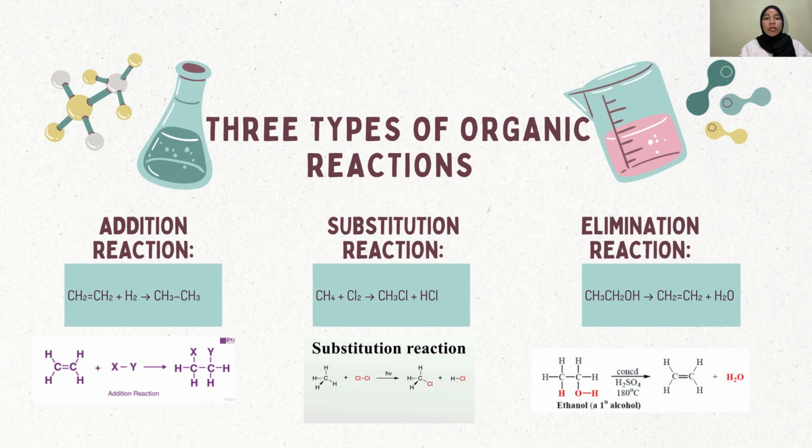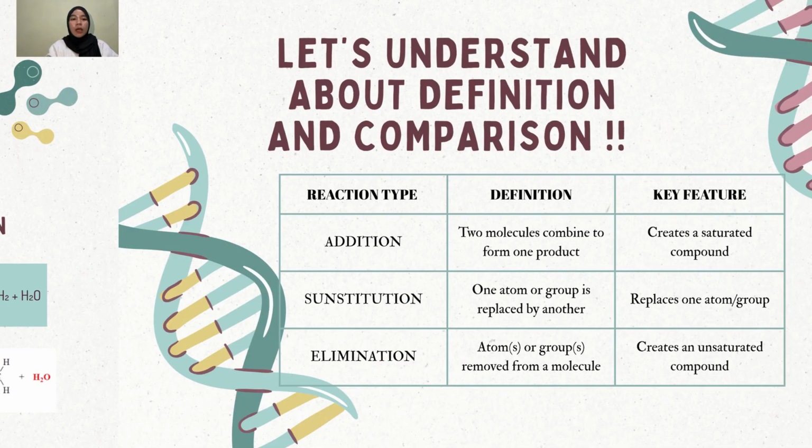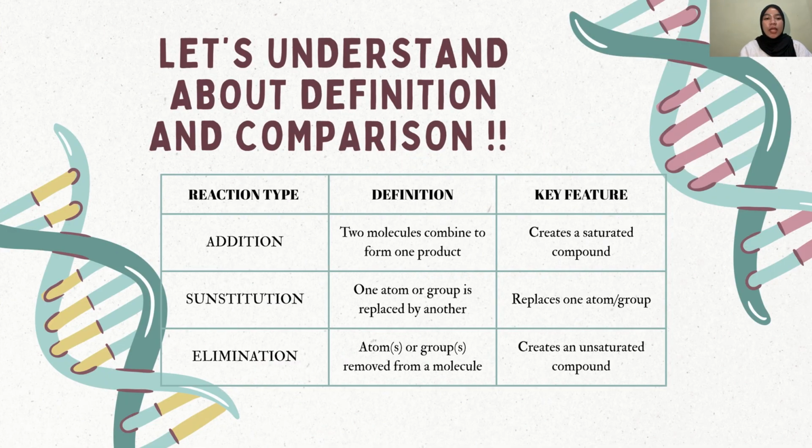Three types of organic reaction. For addition, ethene reacts with hydrogen to form ethane. For substitution, methane reacts with chlorine to produce chloromethane. And the last one, for elimination, ethanol loses water to form ethene. Let's understand the definitions and comparisons.